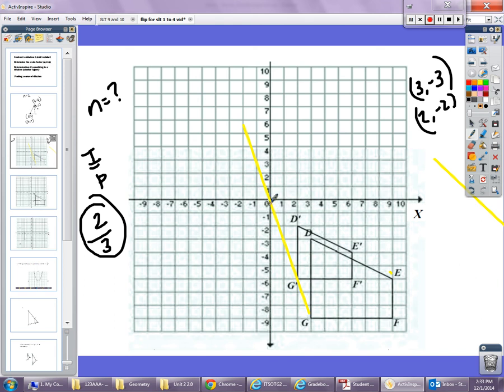You could measure with a ruler from 0, 0 to G prime, and from 0, 0 to the original G. You take the distance of the original G from the center of dilation, which is the preimage's distance, and the image's distance, which would be from the center of dilation to G prime on the line. And then you would still do the image divided by preimage. You get the same answer of 2/3.